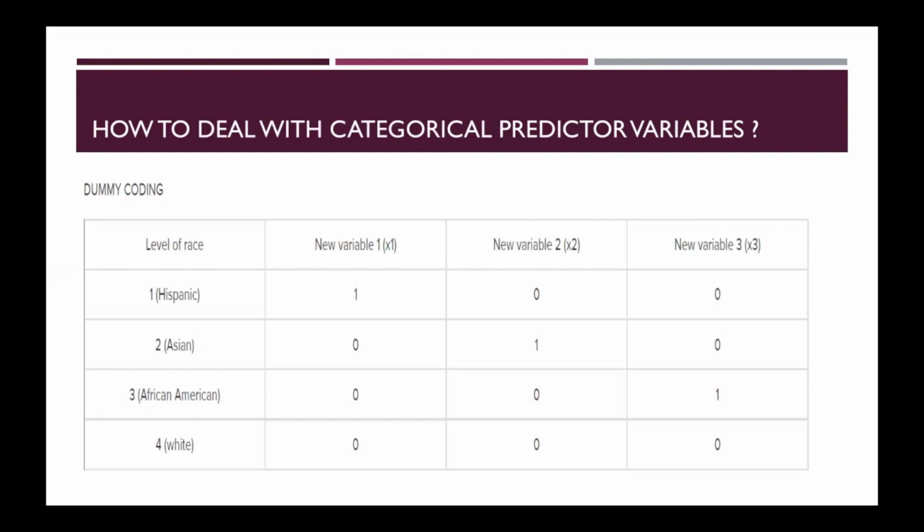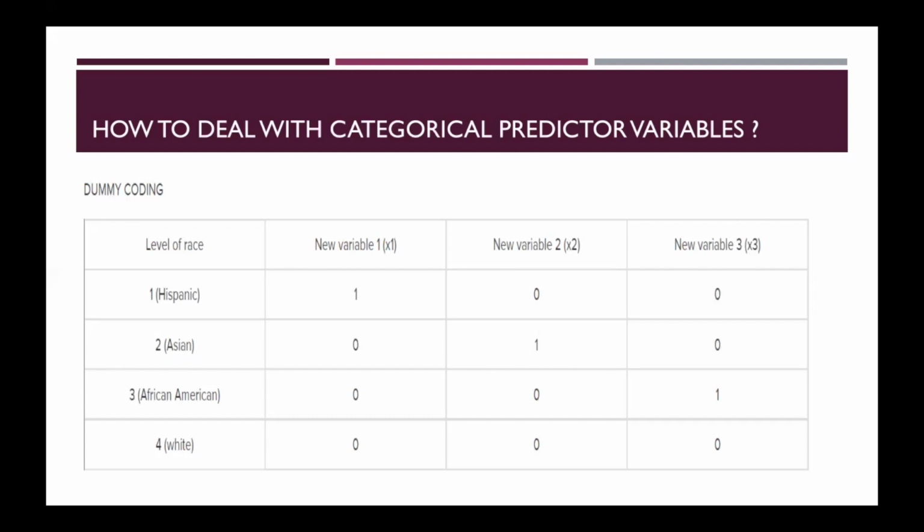There are a lot of encodings, and we will generally be using dummy encoding in our examples. In order to understand what dummy encoding is, see in the slide, one of the columns is the level of race, which can have the value of Hispanic, Asian, African American, and white. Now because these are strings and the computer cannot understand them, we have to encode them. In order to encode it, we use dummy encoding.